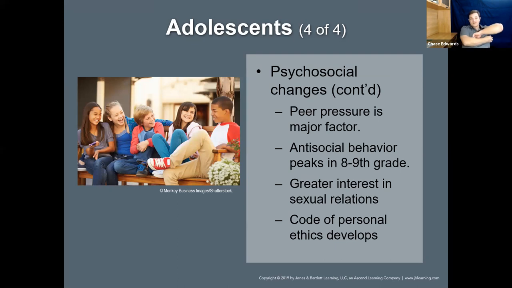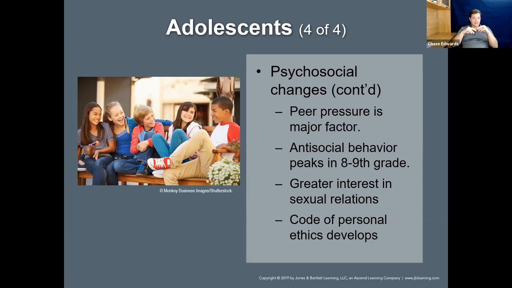Continuing on with psychosocial changes, adolescents continually compare themselves with their peers, which makes peer pressure a major factor in adolescent psychological growth. Antisocial behavior peaks during the 8th or 9th grade.